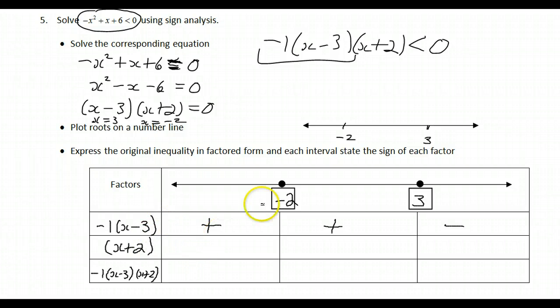Okay, x plus 2. All right, let's take an x value that's below negative 2, negative 10. Negative 10 plus 2 will be negative 8. It'll be negative. How about negative 3? Negative 3 plus 2 is negative 1. This will be negative. Here, 0.